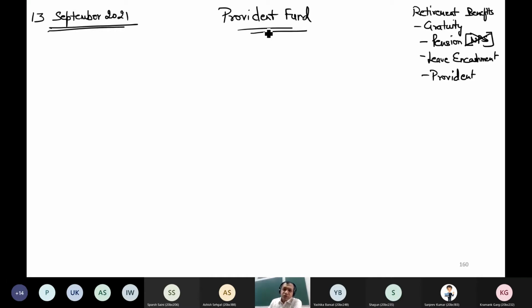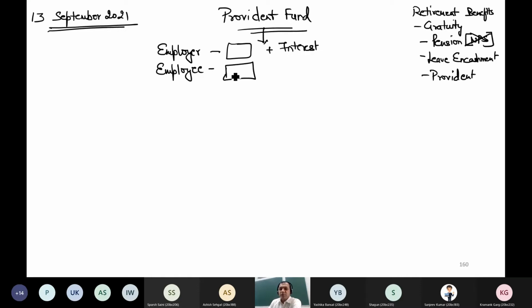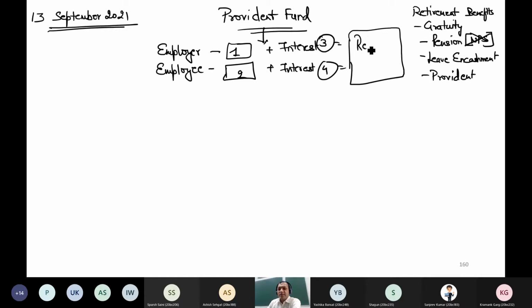So I have discussed the structure of Provident Fund. I told you that every year the employer contributes. If the employer is contributing, the employee of course must be contributing, plus whatever is this amount, I will get some interest on this amount, and whatever is my employee's contribution, I will get interest on this amount, and whatever is the total of all these four, 1, 2, 3, 4, that I'll get at the time of retirement.